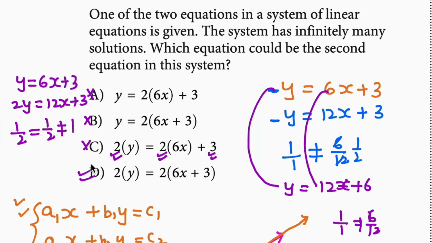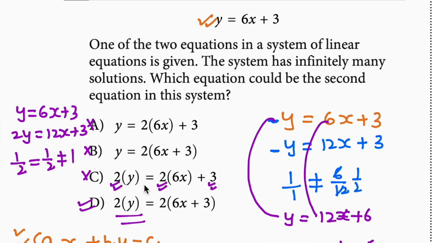But if you are thorough with the concept, you can see that the D equation is the same as the given one, right? The only difference is that it is multiplied by 2 on both sides. That means if you cancel this 2, this equation will be exactly the same as the given equation.